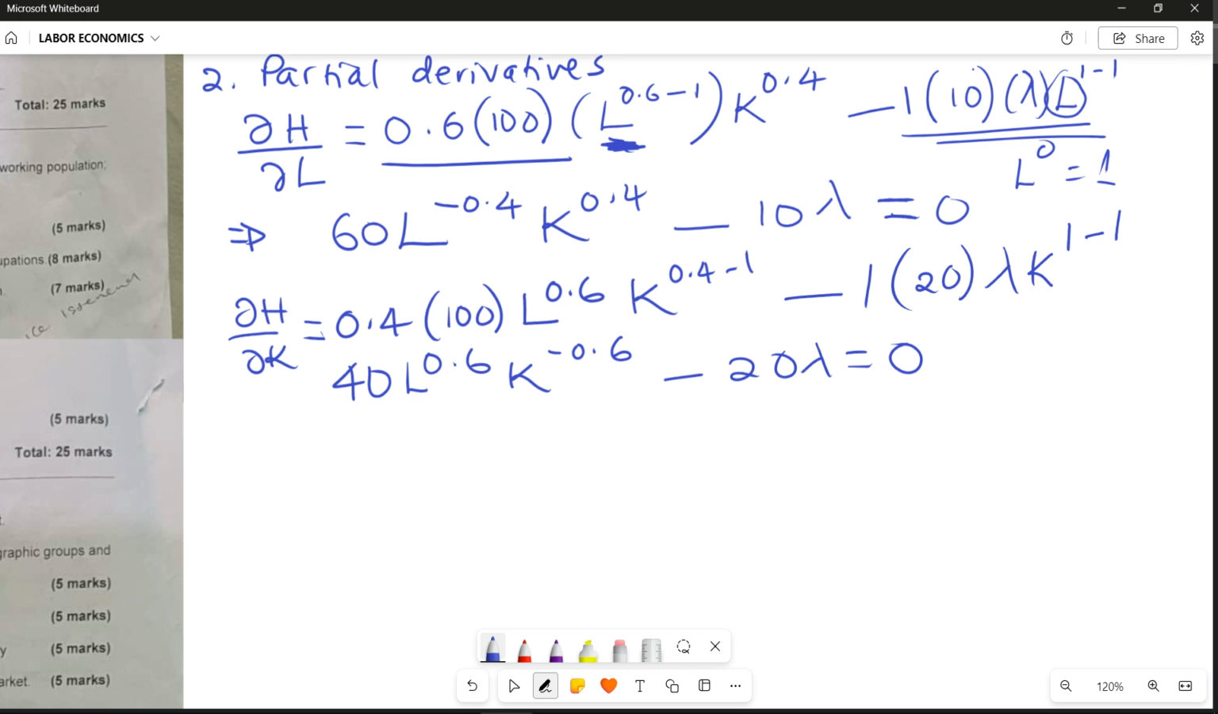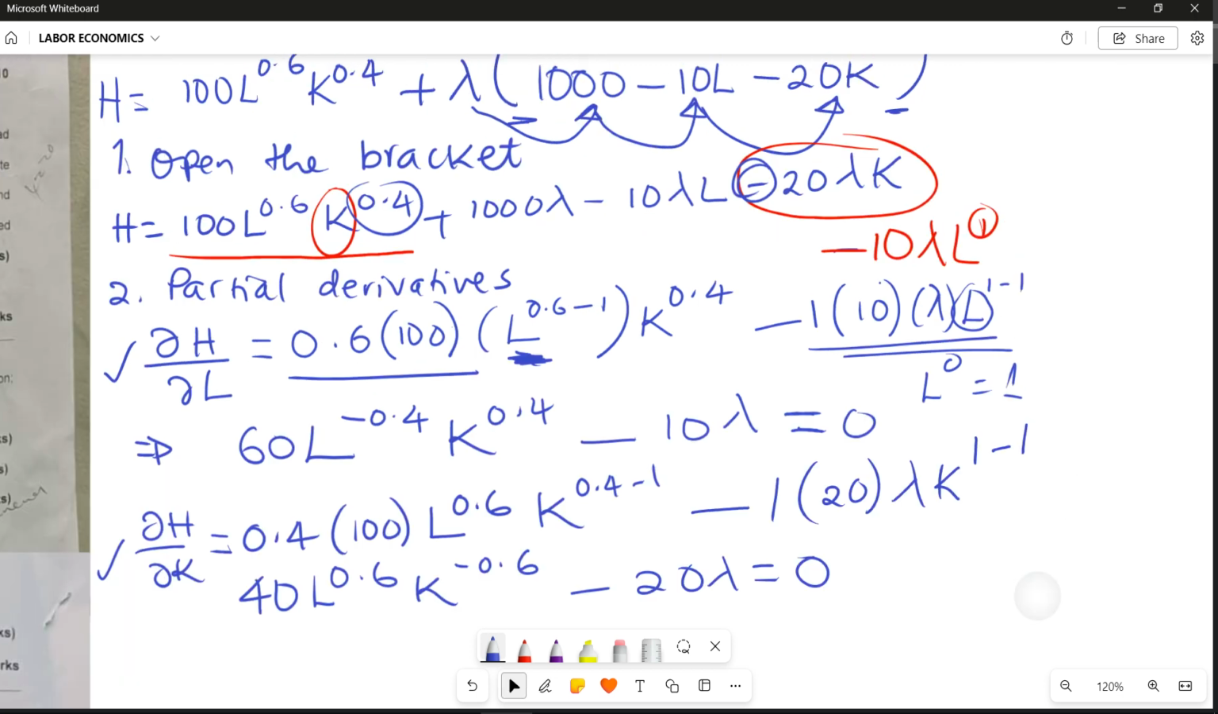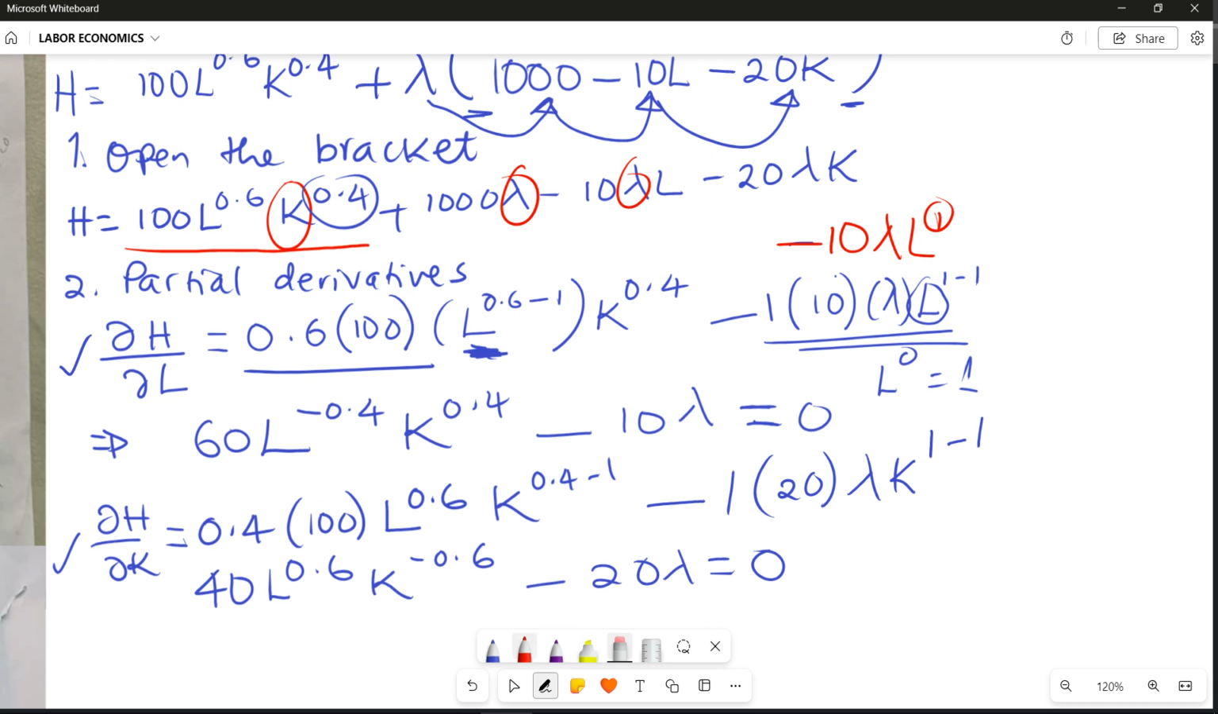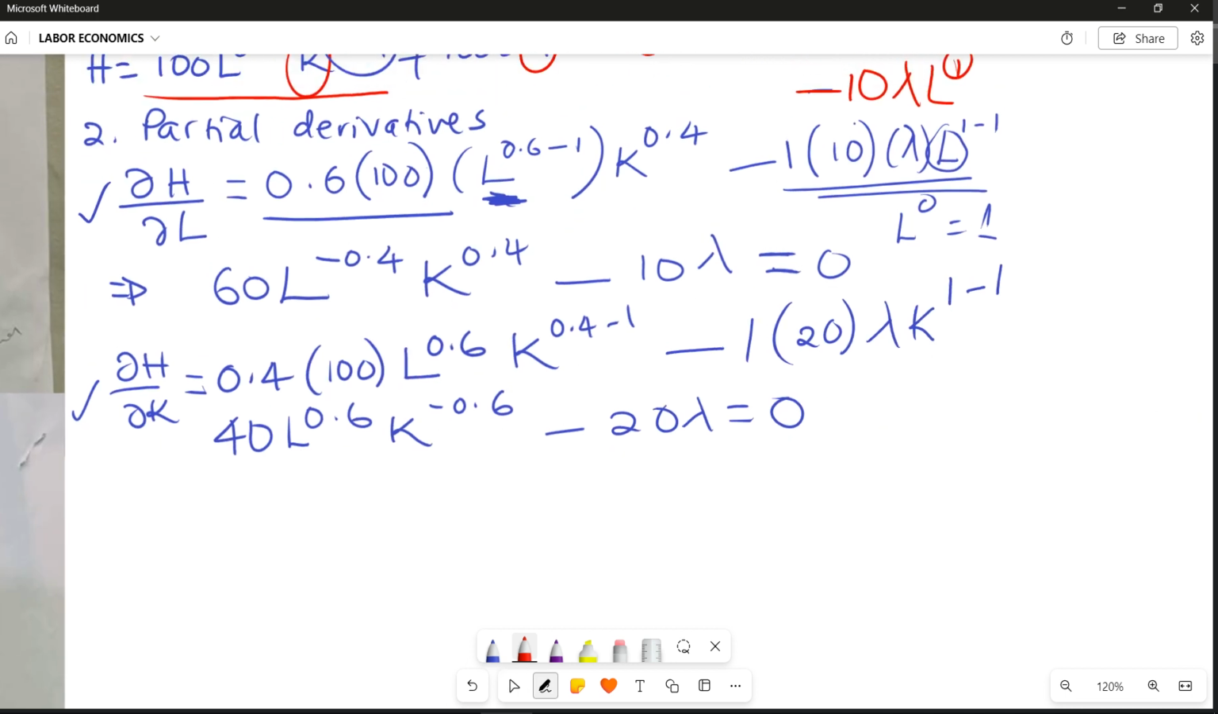Now from this, always remember that. First thing, get the derivative with respect to labor. Second thing, get the derivative with respect to capital. Thirdly, get the derivative with respect to lambda. Remember, there's this lambda term. There's lambda there, and then there's also a lambda there. So that term should also be differentiated. Okay, don't feel lazy. So change in h, you change in lambda.